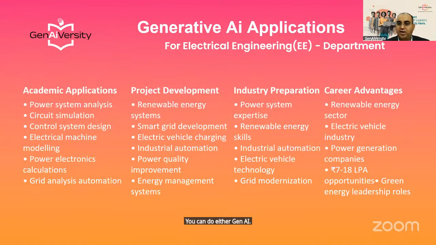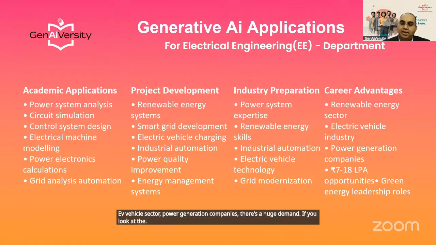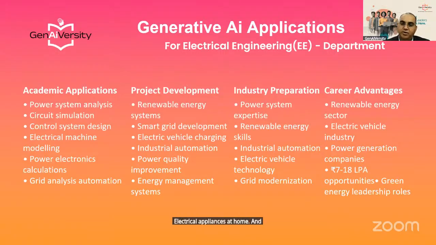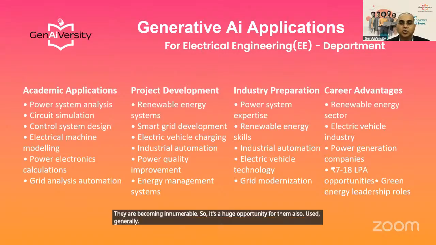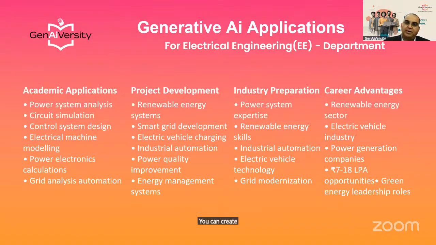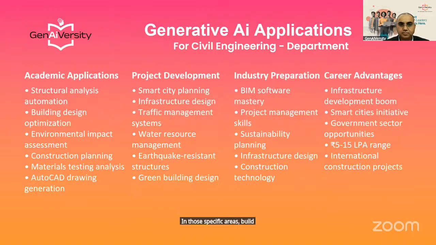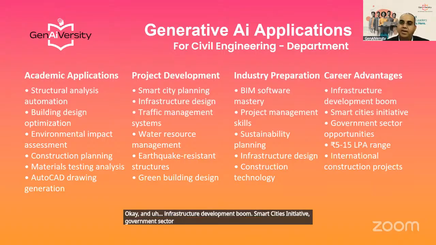For electrical engineering: renewable energy sector, EV sector, power generation companies, there's huge demand. If you look at the electrical appliances at home and the kind of revenues, energy sources are becoming innumerable. So it's a huge opportunity for them also. Use generative AI if you are really interested in core systems. We can create a complete plan for the industry specific. These are the outlines I have given. Use these outlines and ask the generative AI tools to create your own learning paths in those specific areas, build your profiles. And also civil engineering: infrastructure development boom, smart cities initiative, government sector opportunities, international construction projects.